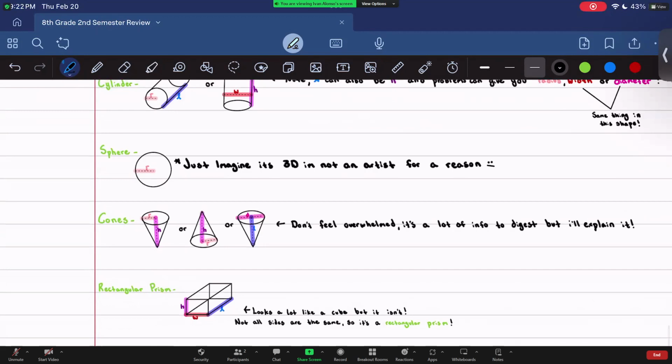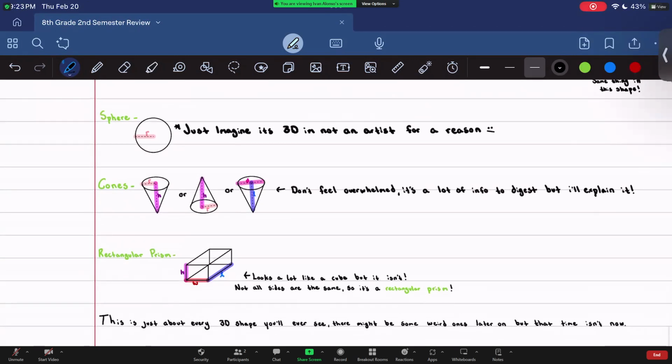Then we have a rectangular prism, right? Rectangular prism has height, width, and length. This is the most basic it gets in terms of volume outside of a cube. So I mentioned here, it looks like a cube, but it's not because not all the sides are the same. So it's a rectangular prism.